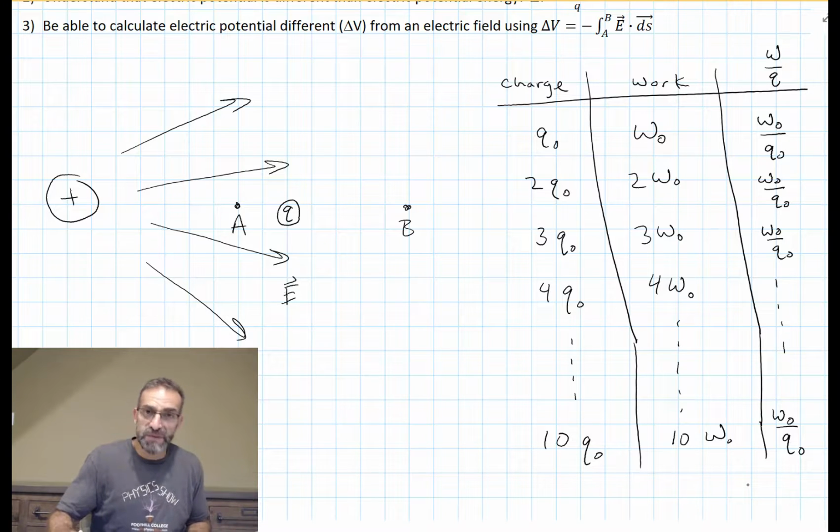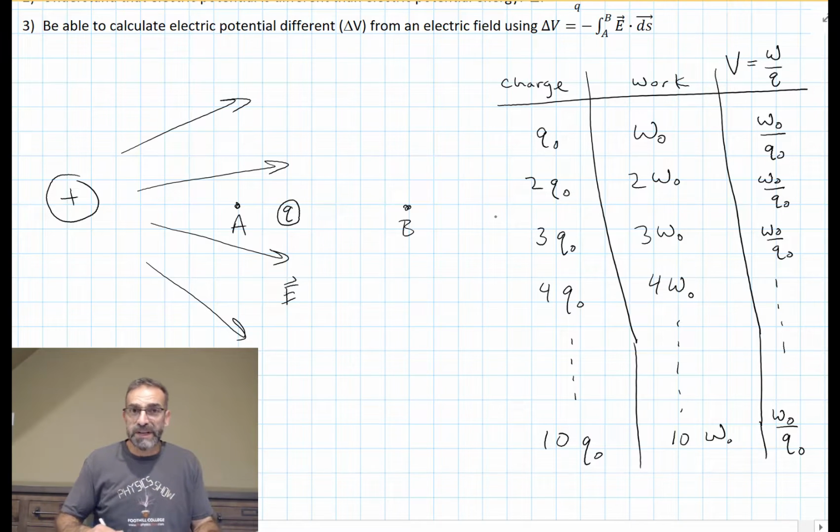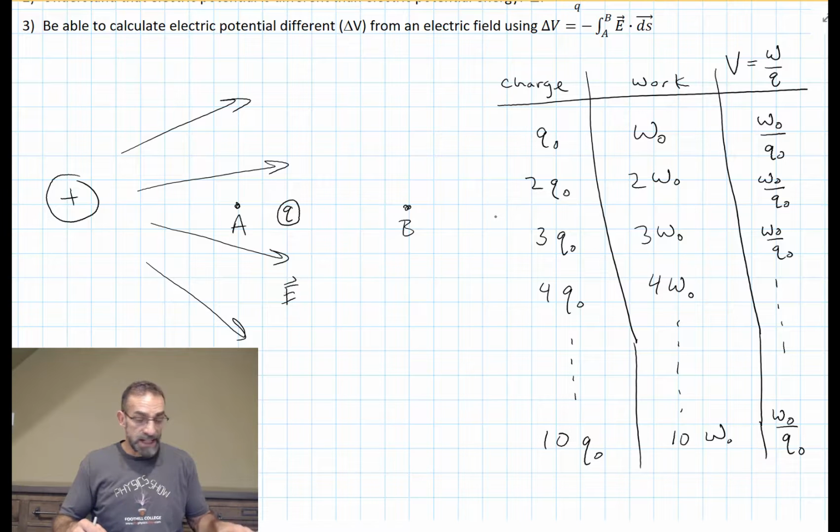What do we call this special value, work divided by the charge that we're moving? We call that the potential, or the electric potential. Both of those names are fine, and we use a capital V as our symbol. The electric potential that exists between points A and B depends only on the field that exists between those 2 points, and it does not depend on the charge that we're moving between the 2 points.